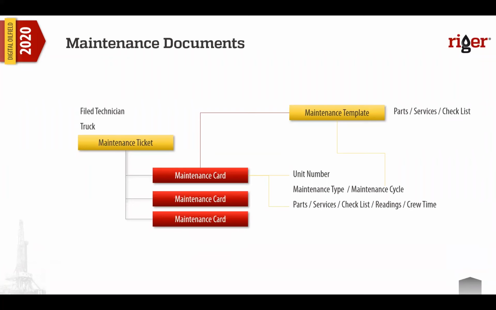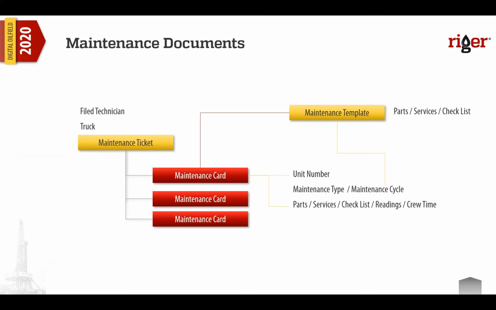How did that happen? Why do we have two separate documents? First of all, in many cases, companies like to optimize maintenance expenses, and they'd like to combine maintenance in the same location into one ticket, which is why we have maintenance tickets with multiple maintenance cards in them. The individual maintenance card will have the unit number, maintenance type, maintenance cycles, parts, services, checklist, reading, crew time, etc. And every single maintenance card will run based on the maintenance type and different maintenance cycles.